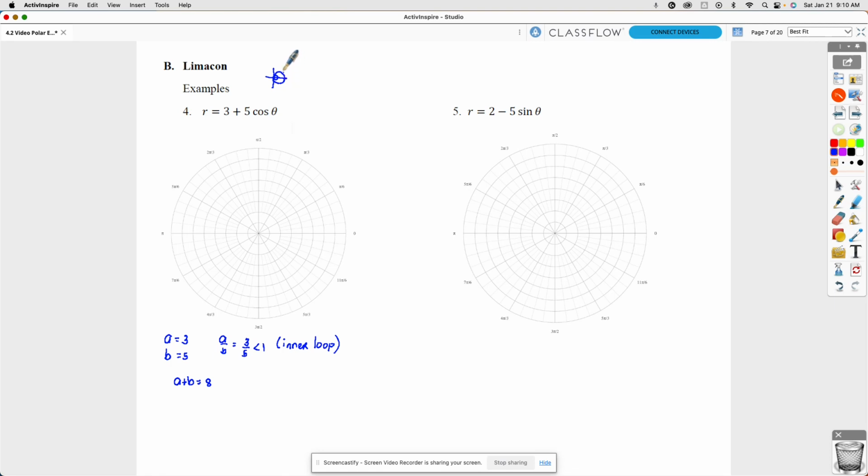That's the maximum. Now, what about the inner loop? The inner loop is b minus a, and b minus a is 5 minus 3, which is equal to 2. That's the distance from the pole to the inner loop. And then the a represents the vertical intercept. It means these points right here.